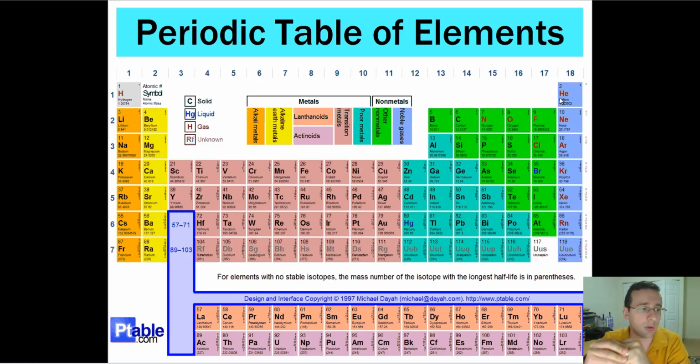And remember that the rows of the periodic table will tell you the number of shells that an atom has, and the columns will tell you the number of valence electrons that atoms have on that last shell.